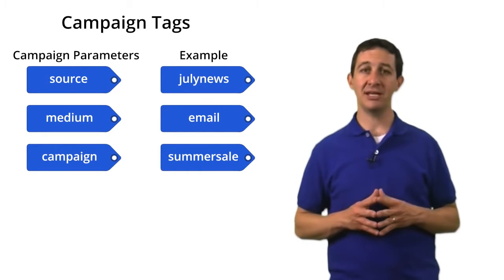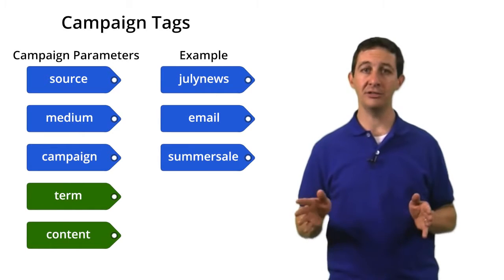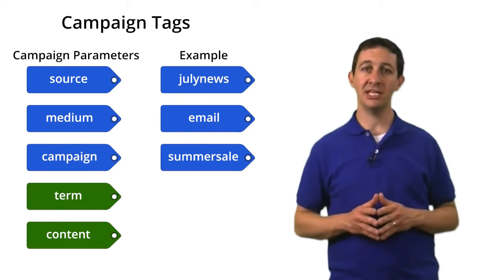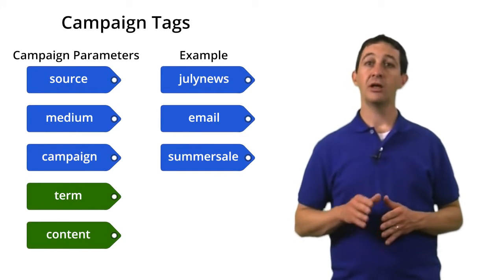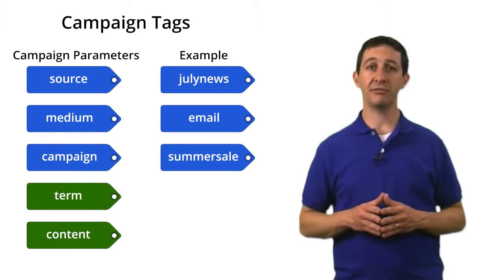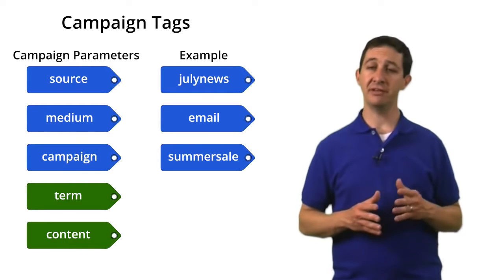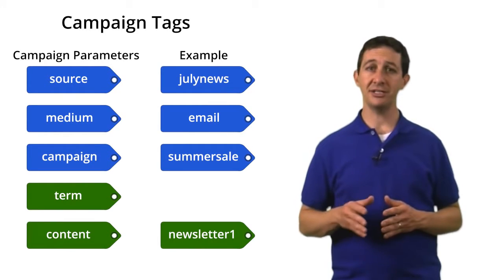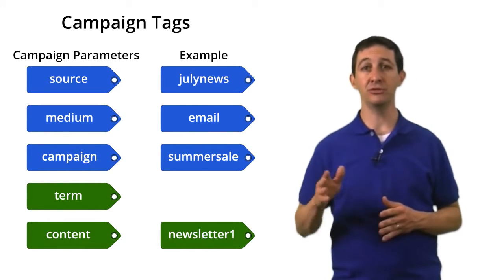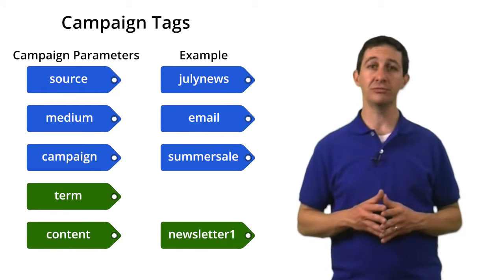The last 2 campaign tags are optional, term and content. Term identifies the keyword for paid search campaigns. The content tag can be used to differentiate versions of an ad. For example, if you have 2 different versions of an email newsletter, you can use the content tag to differentiate visits from newsletter version 1 and newsletter version 2.